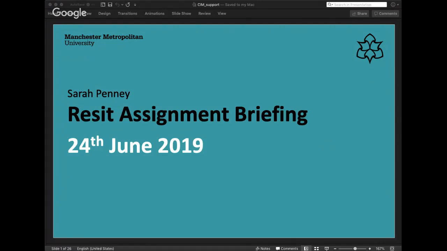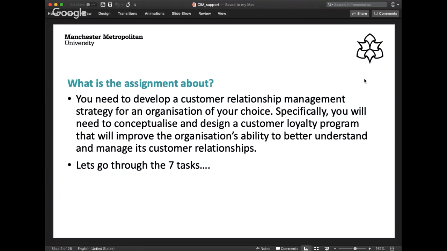So just so you have a bit of an understanding of this unit, we are going to be setting the scene of the assignment and looking through it. What we need to understand here is that you are doing a report. It's a 3,000 word maximum report, where you're looking at developing a customer relationship management strategy for any organisation that you pick. So it's an organisation of your choice.